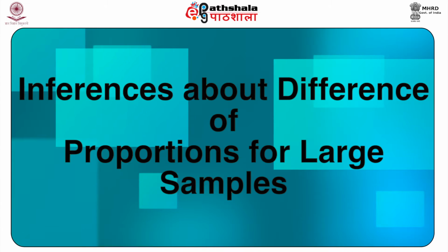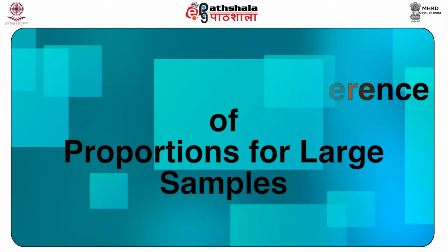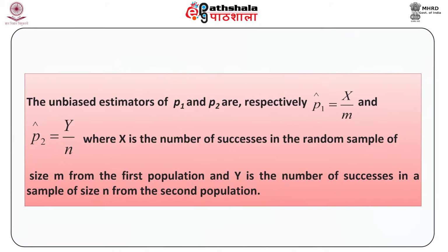Let us now learn about the inferences about difference of proportions for large samples. Let us assume that the proportions of successes in two populations are denoted by P1 and P2. The unbiased estimators of P1 and P2 are respectively P1 hat equal to x by m and P2 hat equal to y by n, where x is the number of successes in the random sample of size m from the first population and y is the number of successes in a sample of size n from the second population. Correspondingly, Q1 hat is equal to 1 minus P1 hat and Q2 hat is equal to 1 minus P2 hat.